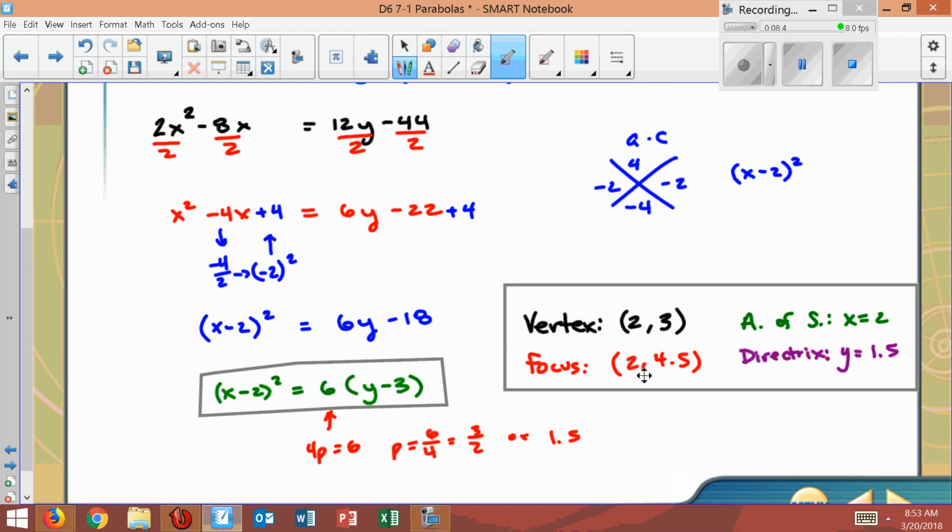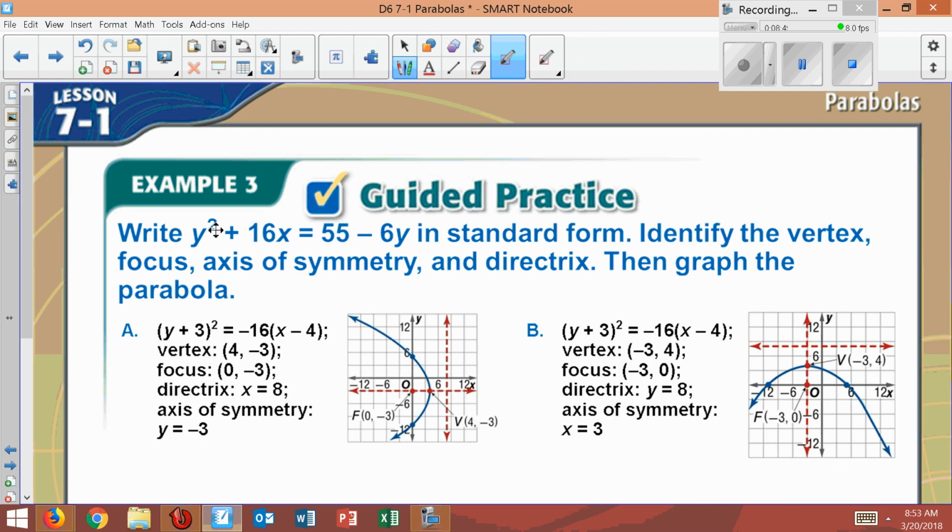And so that's how I could put together a graph. Also, I'll point out that this would be a vertical parabola because the focus is next to the y. So here's now one for you to try.